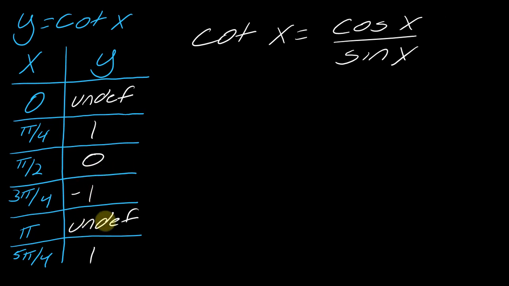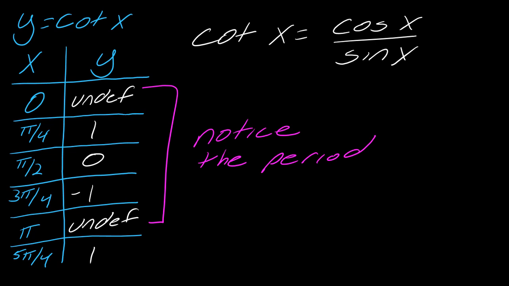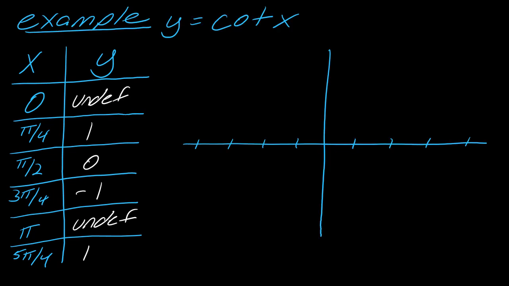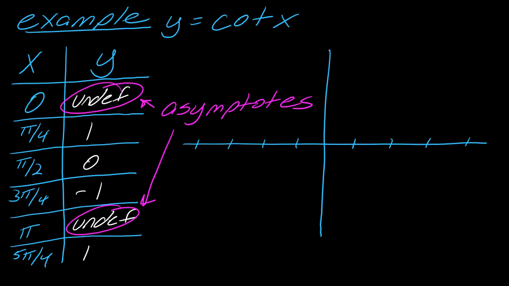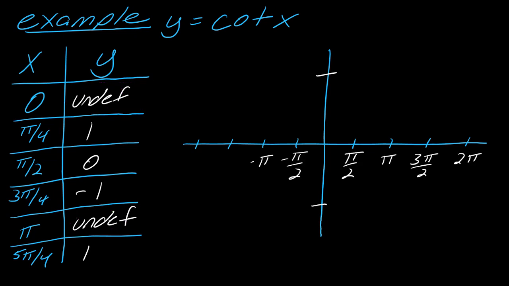So that's undefined, and then once again, the period starts over again, so we repeat the pattern. We do have that period again, same idea as tangent. And I can take these points now, and I know a few things at this point. I know that these are going to be asymptotes, so I want to keep those in mind. I want to graph those first. So I'll go ahead and set up my axes once again.